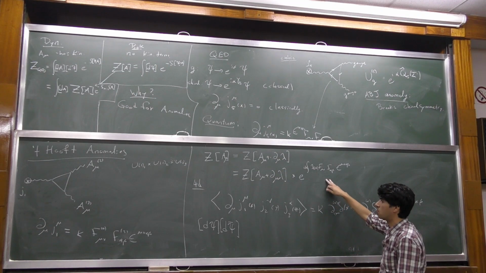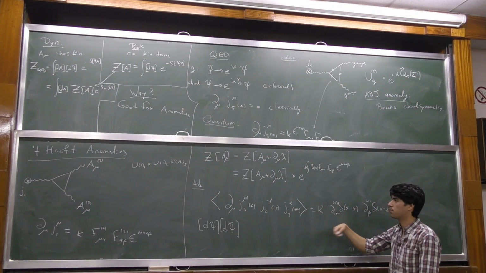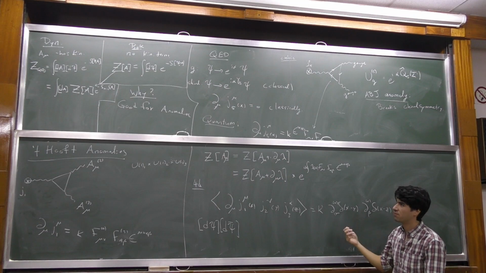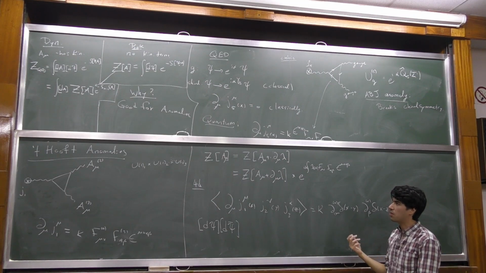So in this case, it'll actually kill the partition function entirely when you sum over A, because you're also sort of, well, okay. There's two ways you can think about it.